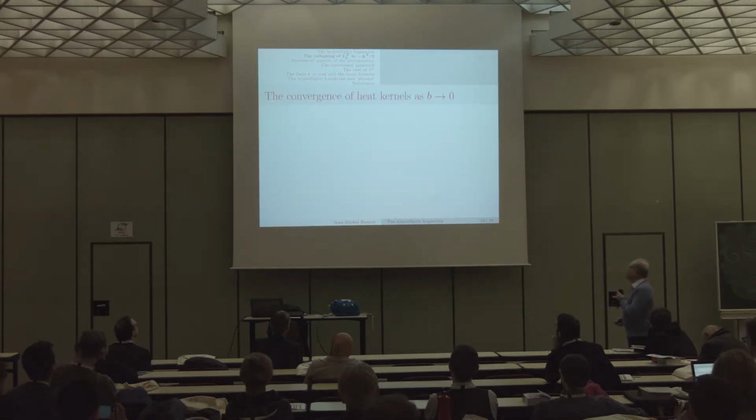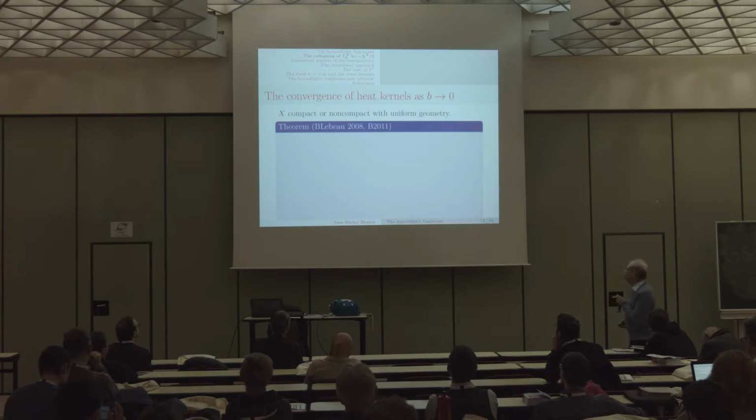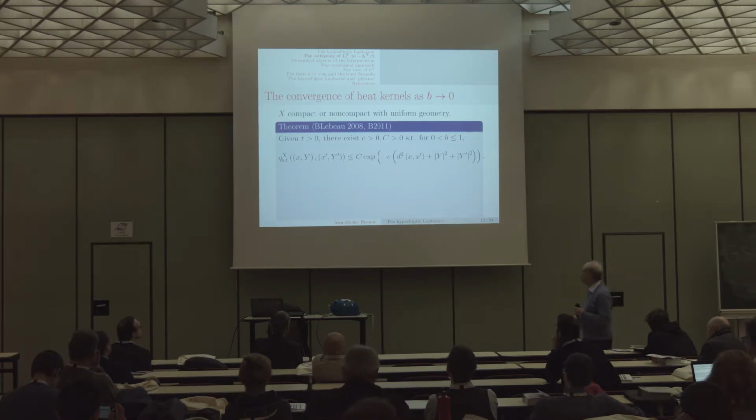Now, let me briefly explain the convergence of heat kernels as b tends to 0. So again, X is now compact or non-compact with uniform geometry. The first thing is that I told you these operators LBX do have heat kernels. It's a bit strange because they are not elliptic, still they have heat kernels. And the first fact is that these heat kernels are now in the variables x, y. So you have q_{b,t,X}((x,y),(x',y')). That's a kernel in the big space.